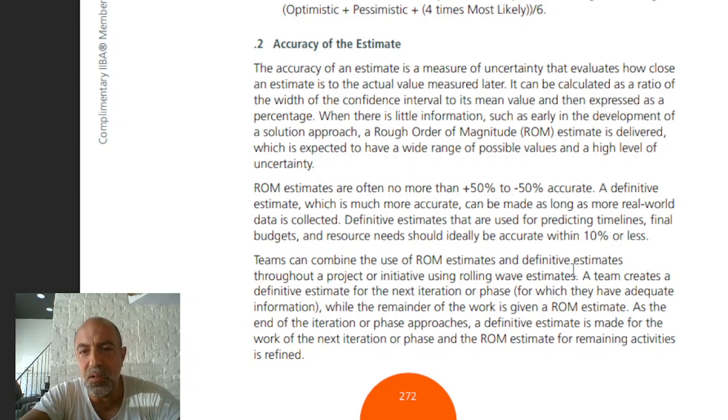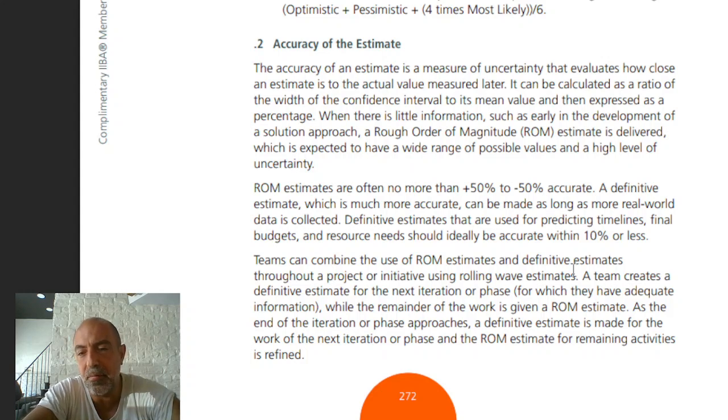When there is little information, such as early in the development of the solution approach, a rough order of magnitude (ROM) estimate is delivered, which is expected to have a wide range of possible values and a high level of uncertainty. So ROM estimates are often no more than 50% to negative 50% accurate.